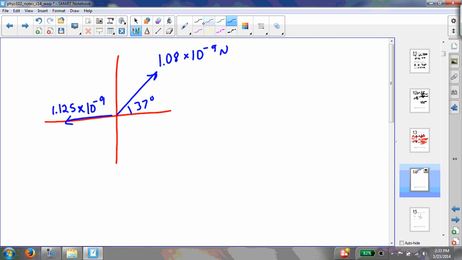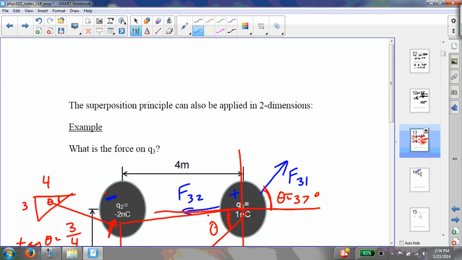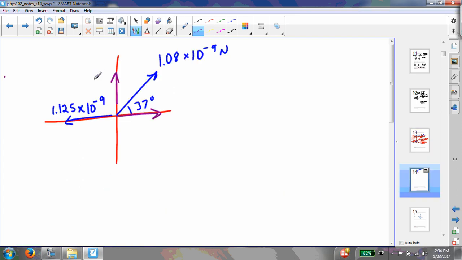So I will do this in purple. I'll have a y component here, and then I'll have an x component here. Let me call this F31y, the y component of F31, and this is going to be the x component of F31. Okay, so I can calculate that.